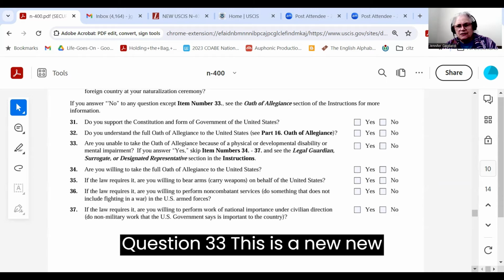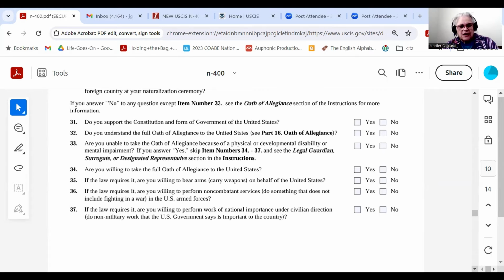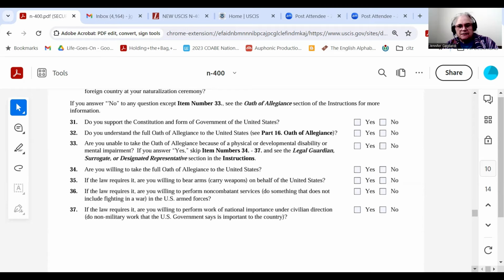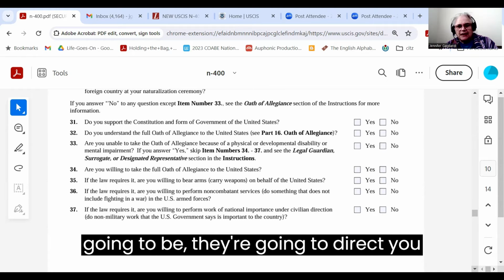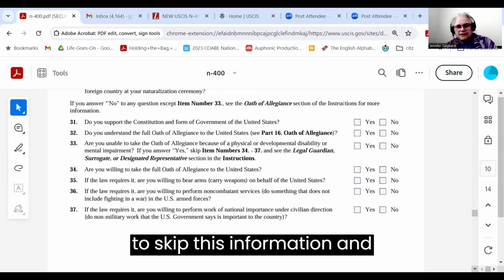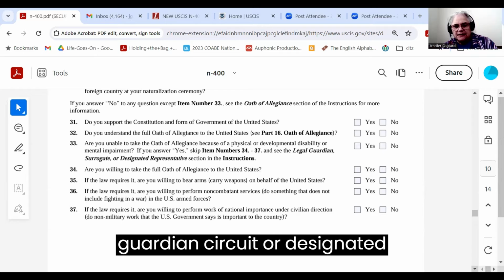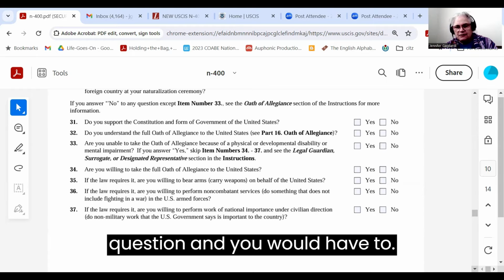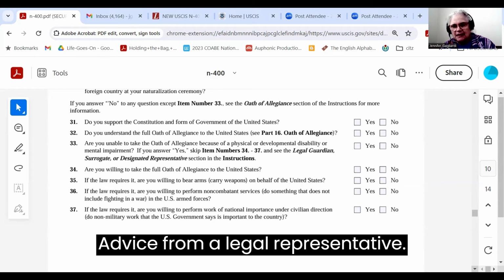Question 33, this is a new question, but it is a composite of previously asked questions. Are you unable to take the oath of allegiance because of a physical development, disability, or mental impairment? And also, they're going to direct you to skip this information and go talk about a section of legal guardian, surrogate, or designated representatives. So again, this is a very specialized question, and you would have to get medical notation and advice from a legal representative.